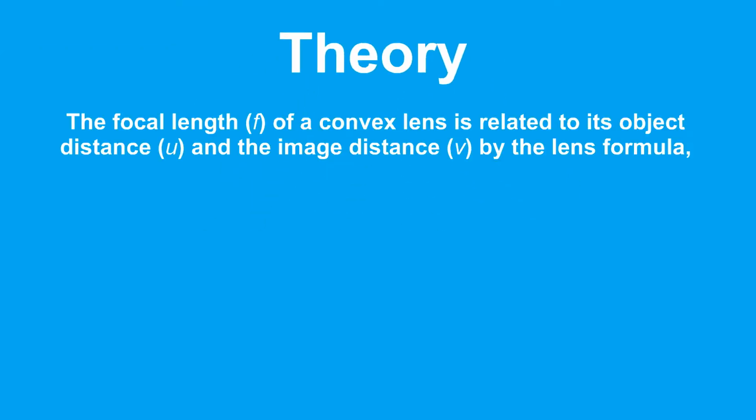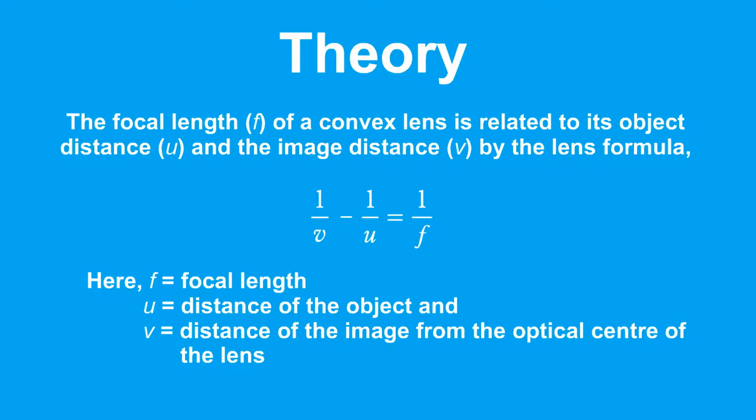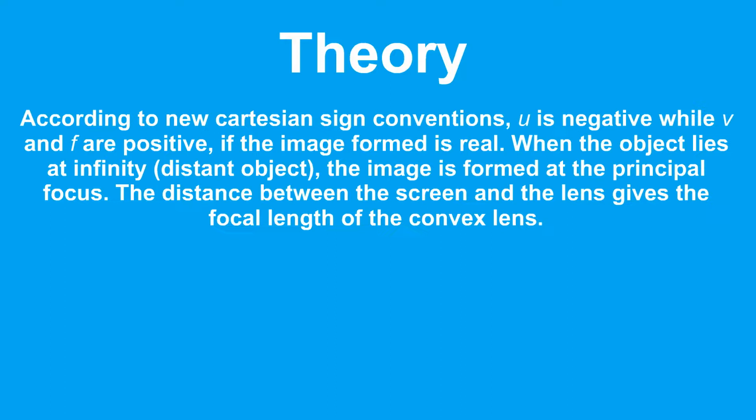Theory: the focal length f of a convex lens is related to its object distance u and the image distance v by the lens formula 1/v - 1/u = 1/f. Here f is the focal length, u is the distance of the object, and v is the distance of the image from the optical center of the lens. According to the new Cartesian sign conventions, u is negative while v and f are positive.